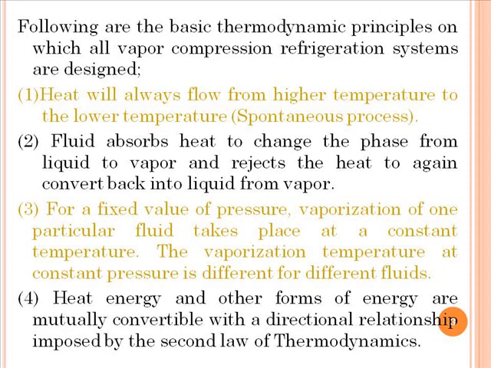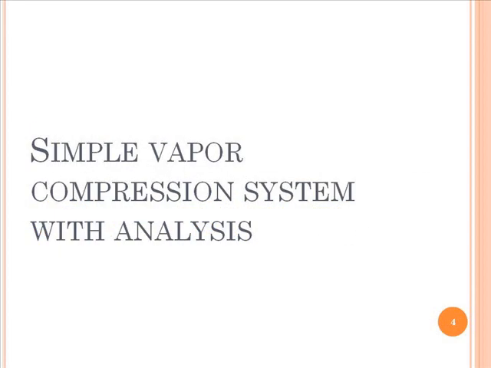Third, for the fixed value of pressure, the vaporization of one particular fluid takes place at constant temperature. The vaporization temperature at constant pressure is different for different fluids. And fourth, heat energy and other forms of energies are mutually convertible with the directional relationship imposed by second law of thermodynamics. So now we will discuss in detail about simple vapor compression refrigeration system, components, design, working, representation on TS and PS diagram as well as its analysis.